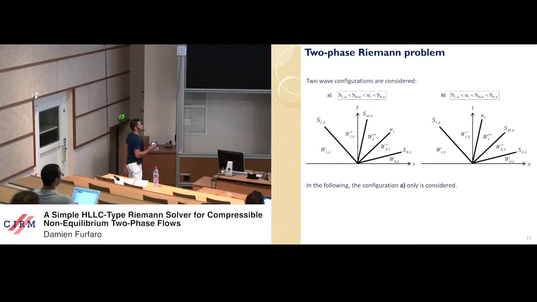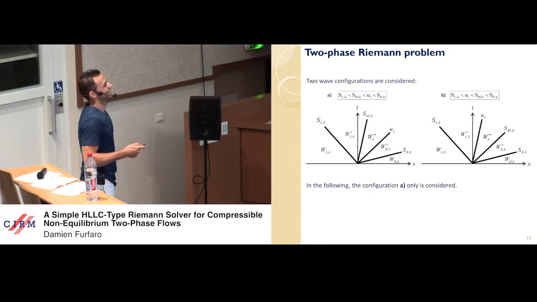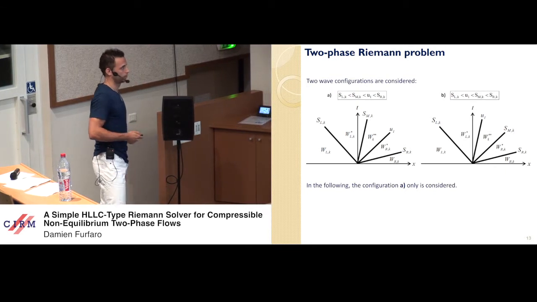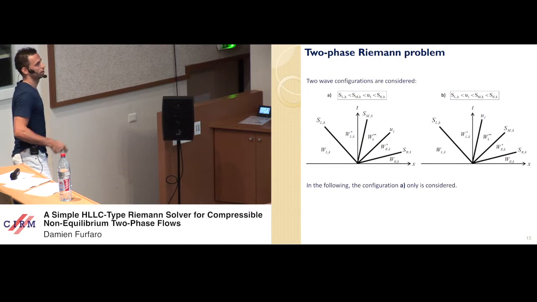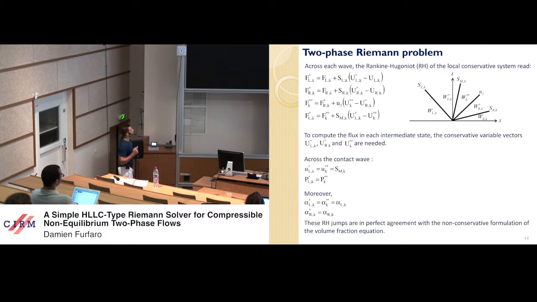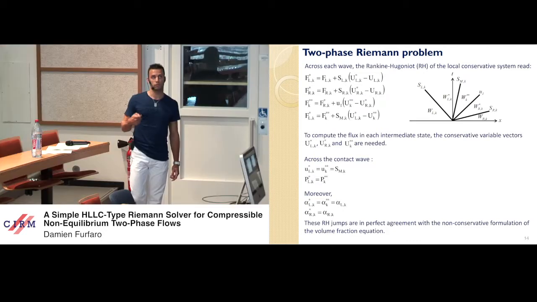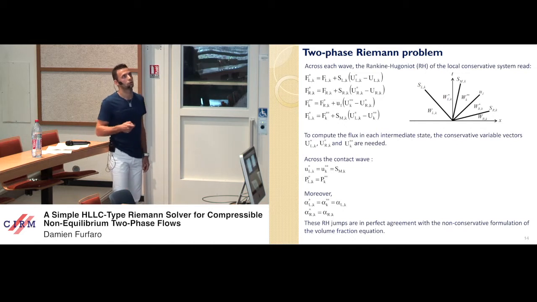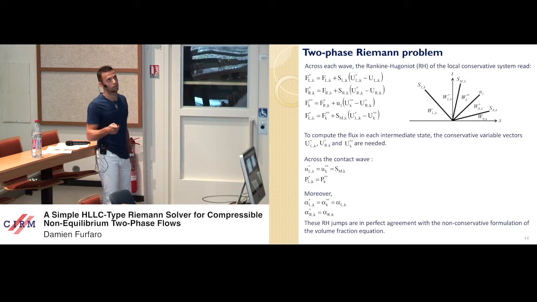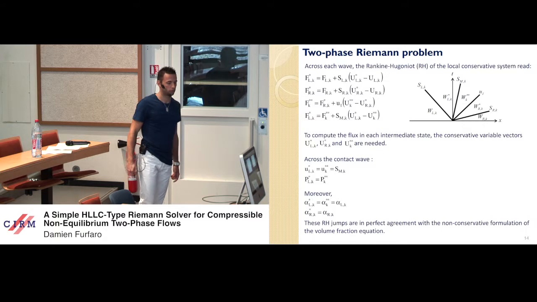Two wave configurations are considered for a given phase: case A, when SMK is smaller than UI, and case B, when UI is smaller than SMK. In the following, only configuration A will be considered. Across each wave, the Rankine-Hugoniot relations of the local conservative system are written as follows. For example, the Rankine-Hugoniot relations across the wave SL link the WLK star state to the WLK state. Same thing for the other relations.